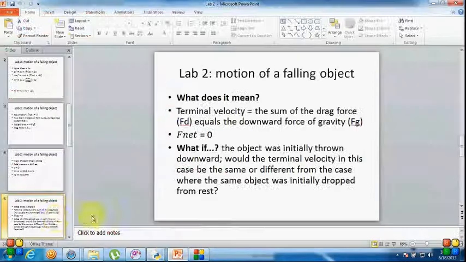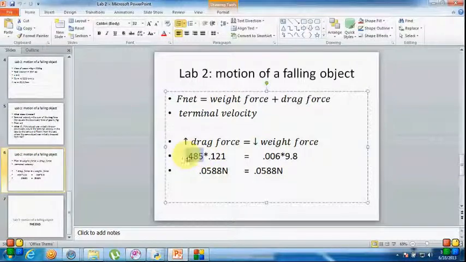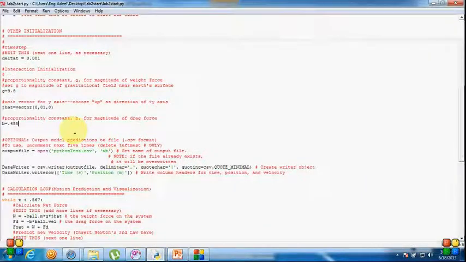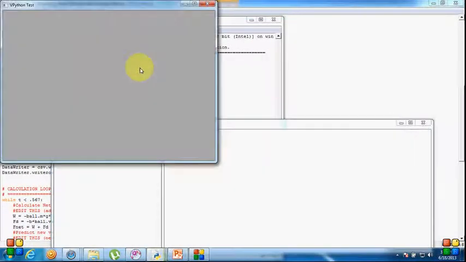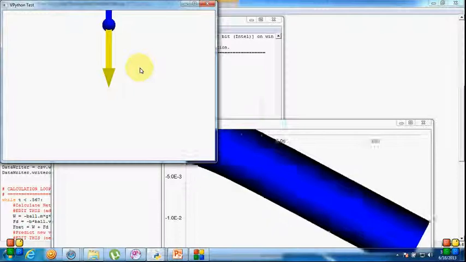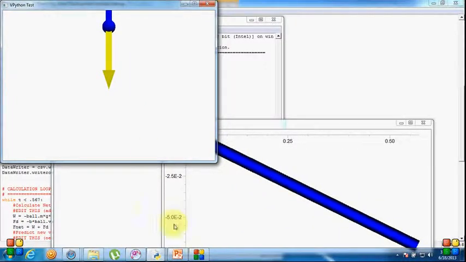we will see that we calculated that the drag force is equal to the weight force, which is equal to 0.058 Newton, and the value of b is 0.485 Newton second per meter. When we put these values in VPython and run it, we will see that the ball moves in a straight slope. This means that we have a constant velocity.